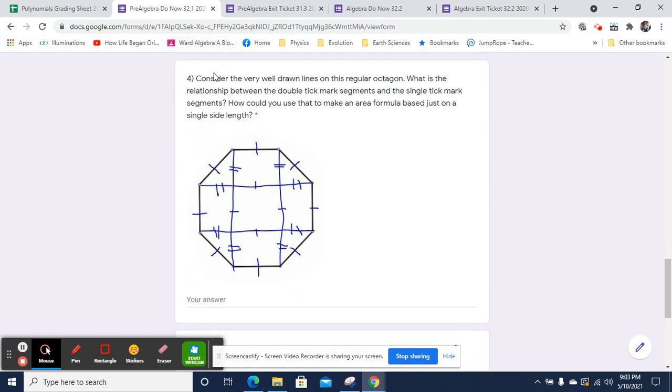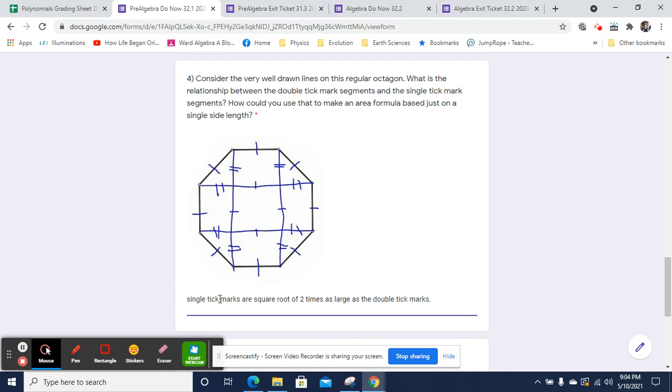Now, number 4, consider these very well-drawn lines on this regular octagon. What is the relationship between the double tick mark segments and the single tick mark segments? Okay, how can you use that to make an area formula based just on a single side length? Well, this is square root of 2 larger than that. Okay, so single tick marks are square root of 2 times as large as the double tick marks.